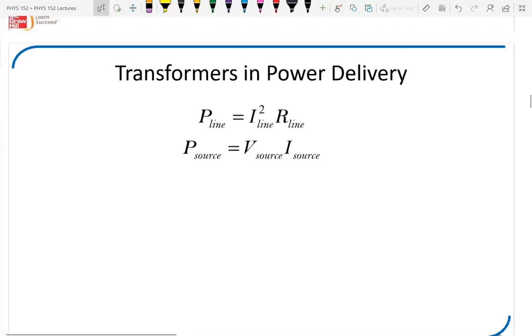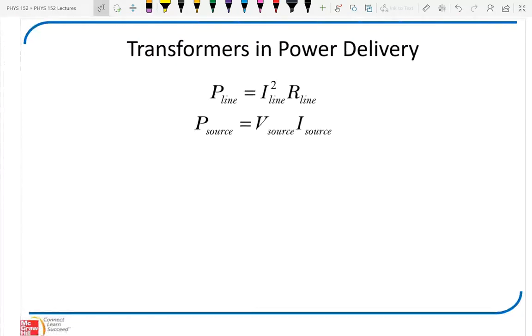Power delivery. We get 120 volts in our homes. If you go out and look at the high voltage lines, we call them high voltage lines for a reason. They're not 120 volts. I should point out, I said we get 120 volts in our homes. That's not true. Anybody here know what we get in our homes?